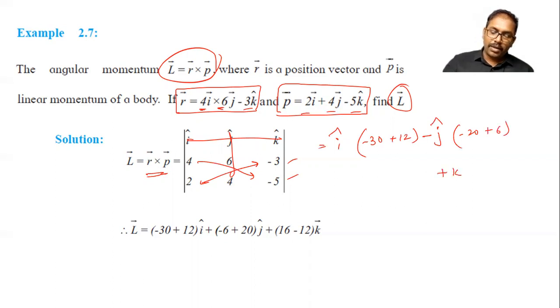Then k cap. Again here same, leave the column and row of k cap. Then 4 into 4, 16, minus sign, 6 to the 12. So we have to solve this.